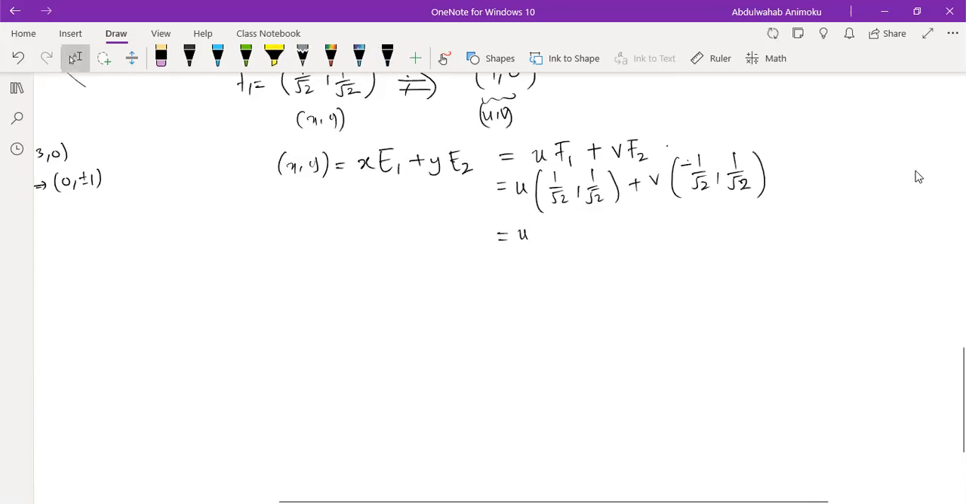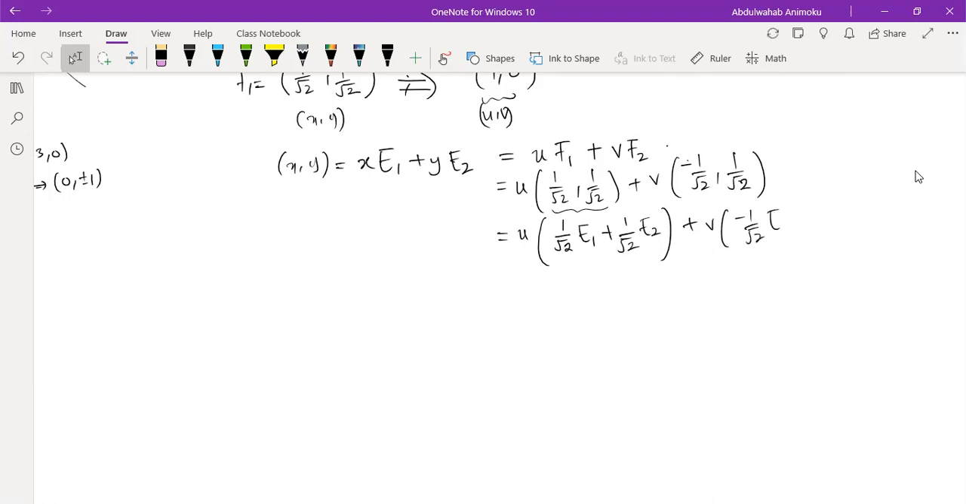Now, notice that F1 can be written in terms of E1 and E2. This is basically 1 over root 2 E1 plus 1 over root 2 E2, right? I think we just discussed this a while ago. Any vector this way can be written as a linear combination of E1 and E2. Then the same thing here. This is minus 1 over root 2 E1 plus 1 over root 2 E2. Don't forget what E1 and E2 are. E1 is 1, 0. E2 is 0, 1. So you'll be able to figure this out, that they're actually the same, right?